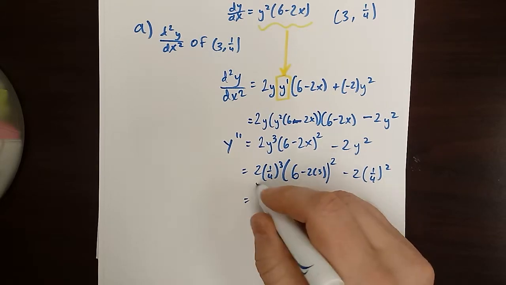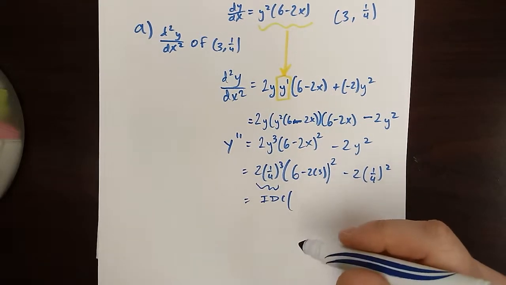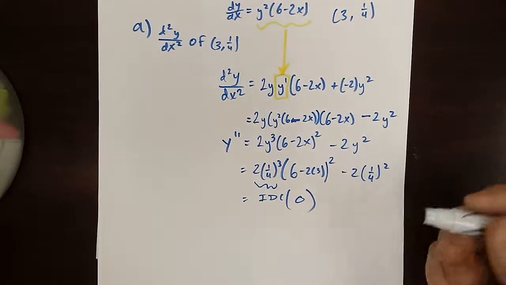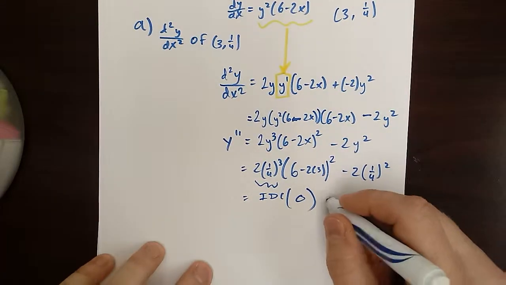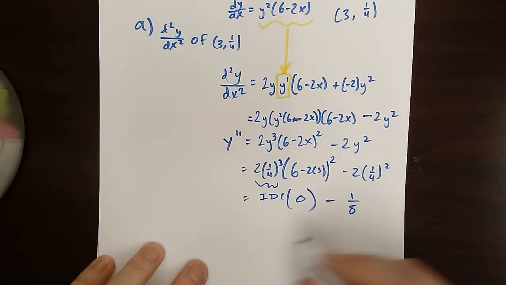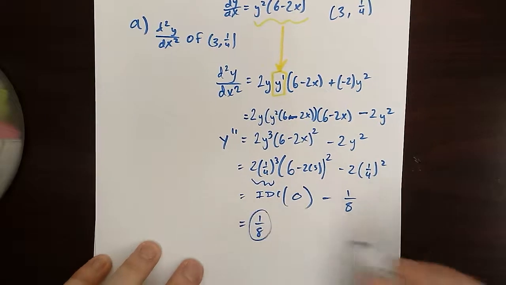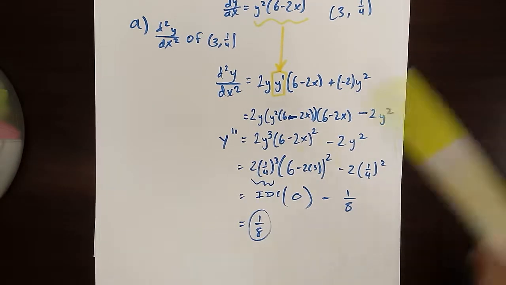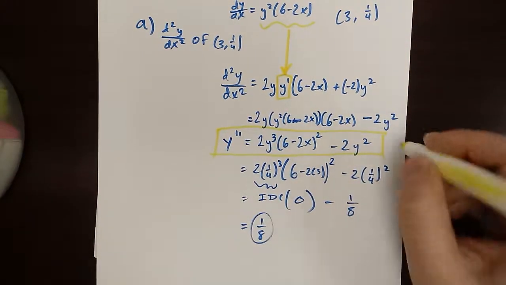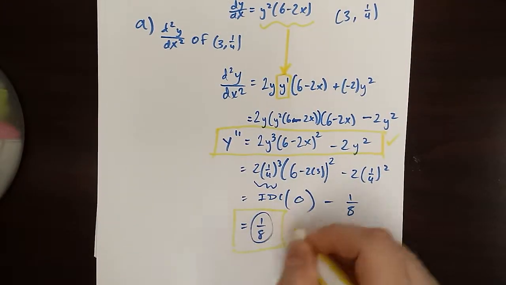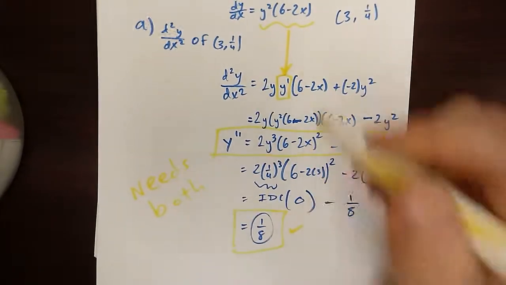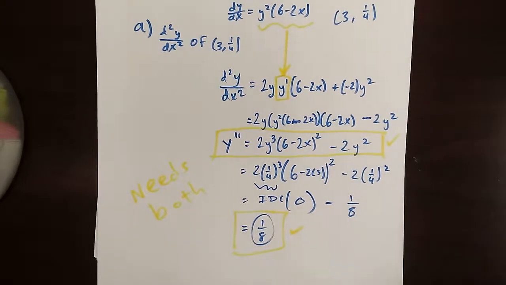It means I don't care what that is. Sure, 2 over 64, so 1/32, or just 0. I don't care what that is because it's times 0. And then 1 over 4 squared is 1/16. So 2 over 16, which is 1/8. So I got 1/8. So I got this. Then I got this. Need both, per the wording of the question.